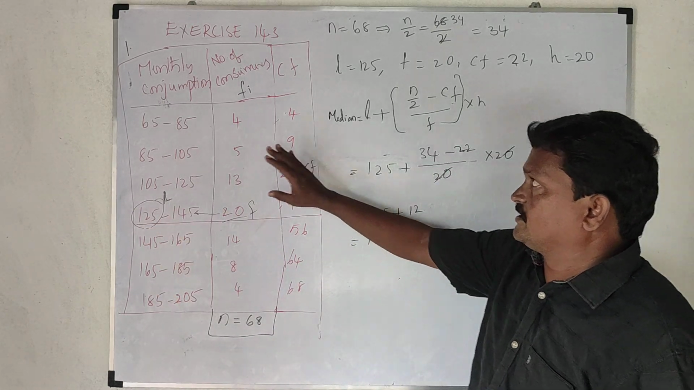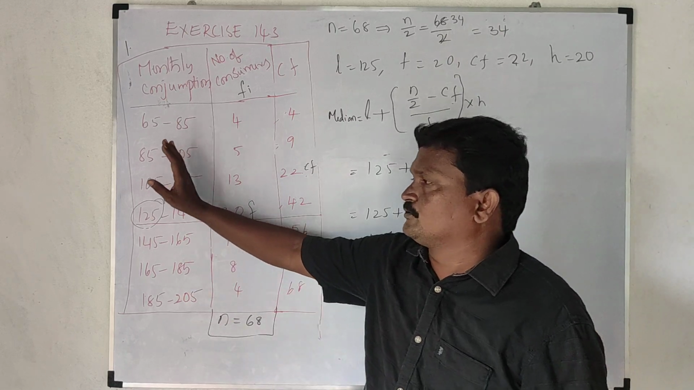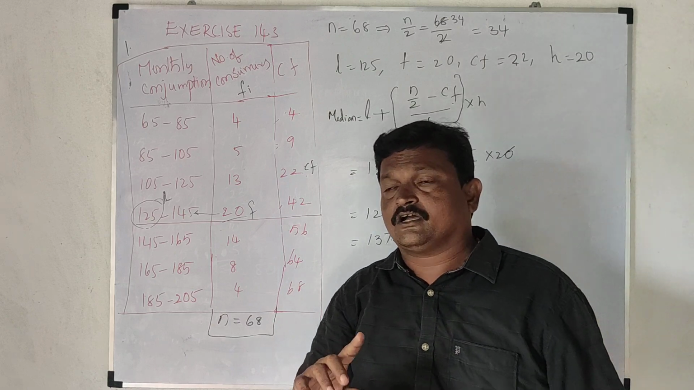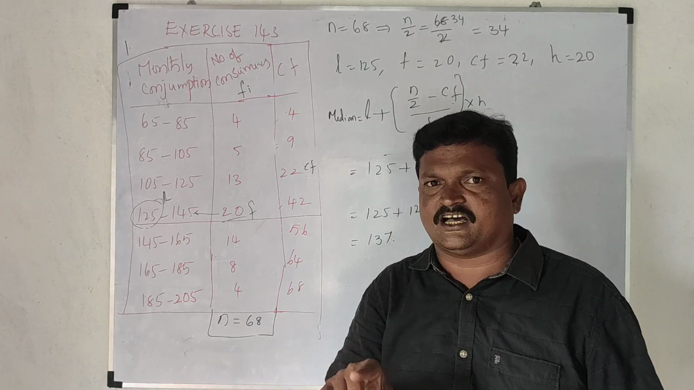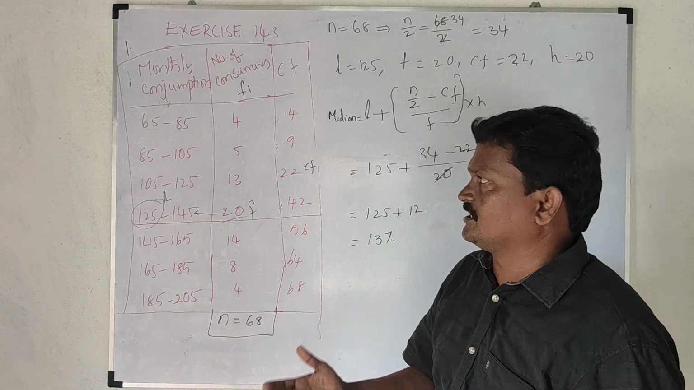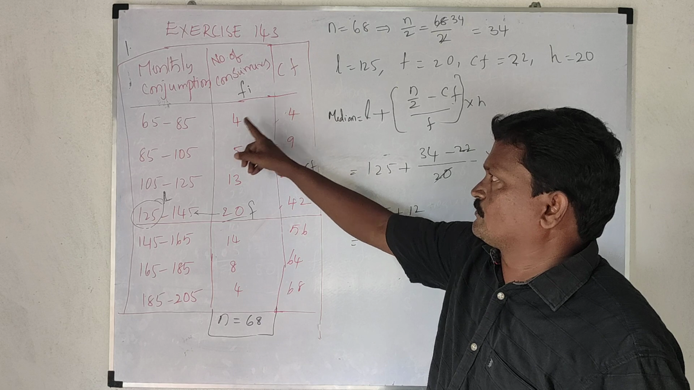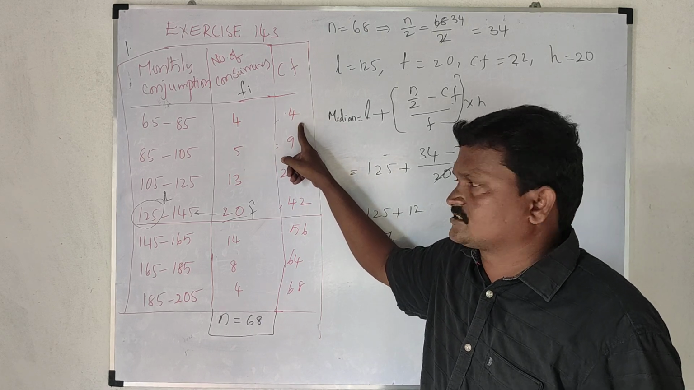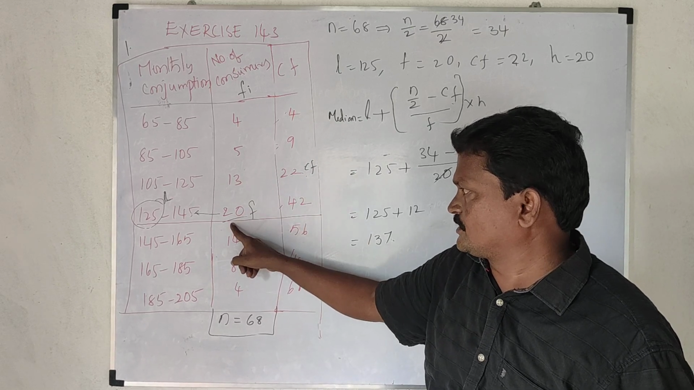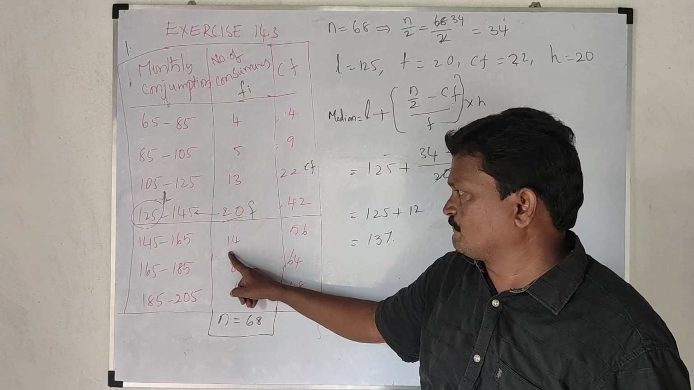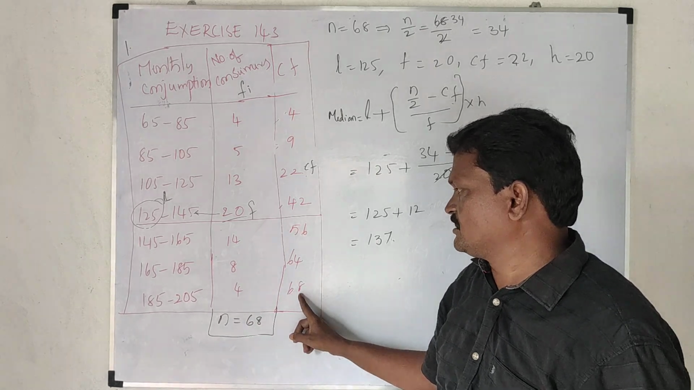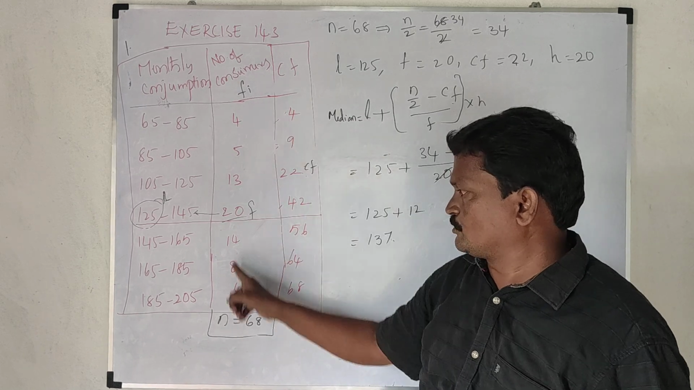Then here in mode we took only these two columns. But in median you need to take one more column for the cumulative frequencies. How will we take these cumulative frequencies? As we learned in 9th class. This is the 4. First one take it as same. Then you add 5 plus 4, 9 plus 13, 22 plus 20. Next for this 42 will come. 42 plus 14, 56. 56 plus 8, 64.